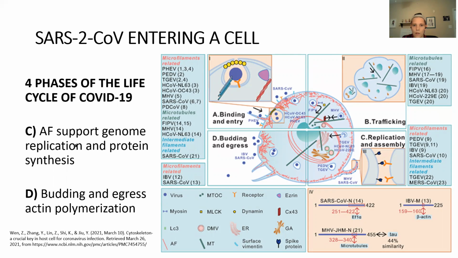Part C is looking at the replication and assembly stage of the life cycle of COVID-19. Actin filaments support genome replication and protein synthesis. And then looking at the budding and egress phase, actin polymerization occurs to guide this process.